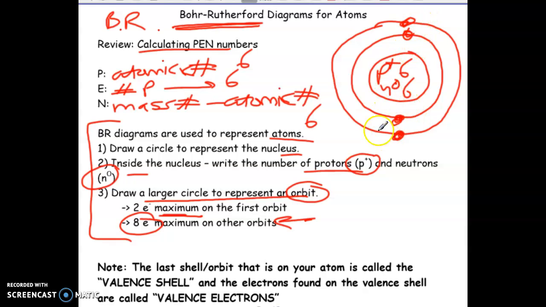So we have 1, 2, 3, 4, 5, 6. We've drawn our 6 protons and 6 neutrons in the nucleus, and we have 6 electrons total on the outside. So this is our Bohr-Rutherford diagram for carbon.